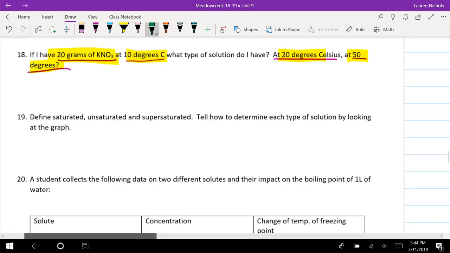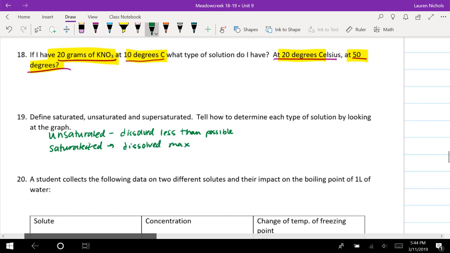It says define saturated, unsaturated, and supersaturated. Tell how to determine each type of solution by looking at the graph. So unsaturated means that you have dissolved less than what is possible. An example is black coffee. If you have black coffee, you haven't dissolved any sugar in it. You have the potential to dissolve more, you just haven't yet. A saturated solution is when you have dissolved the maximum. There's no more possible. And then a supersaturated solution breaks the rules.